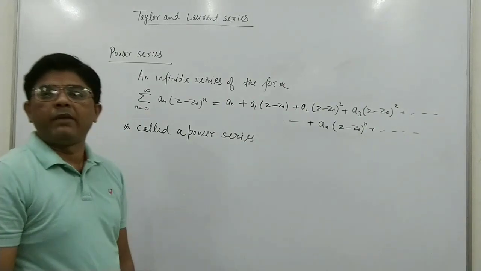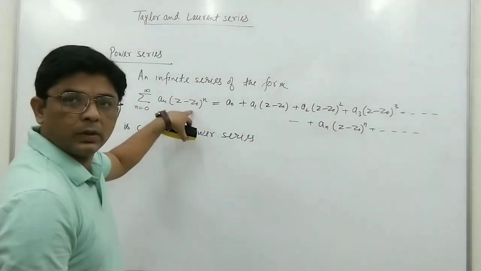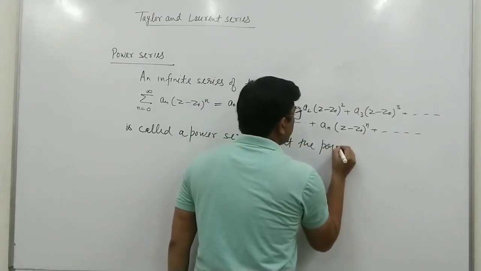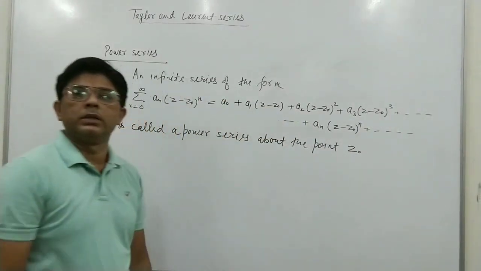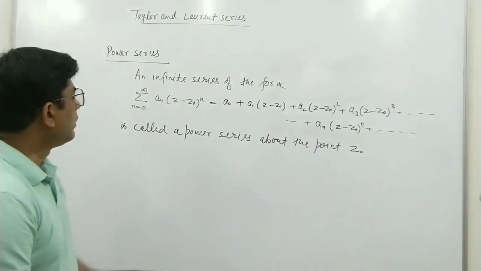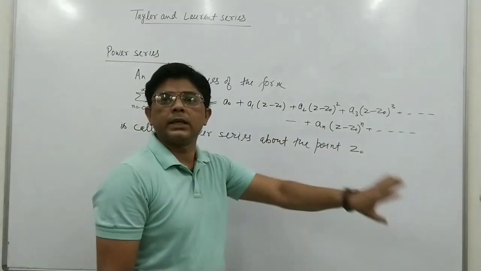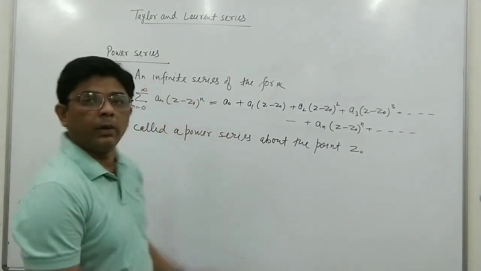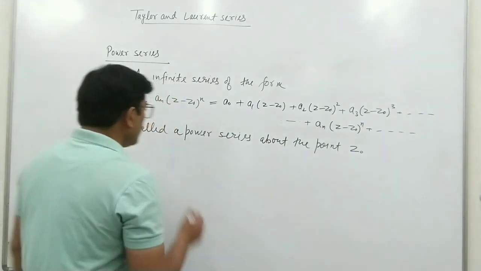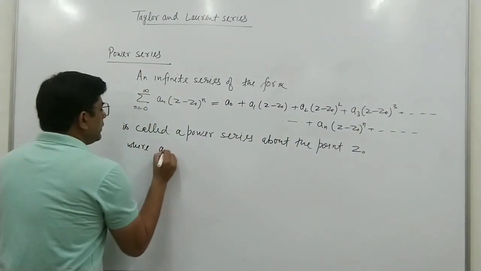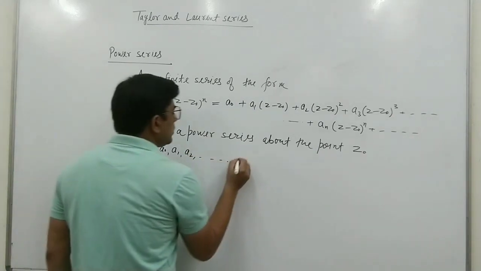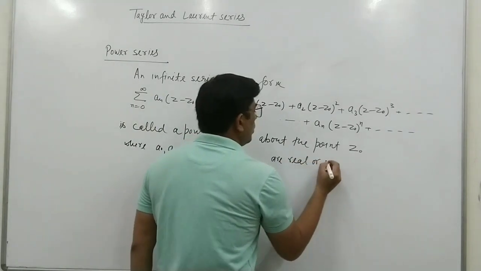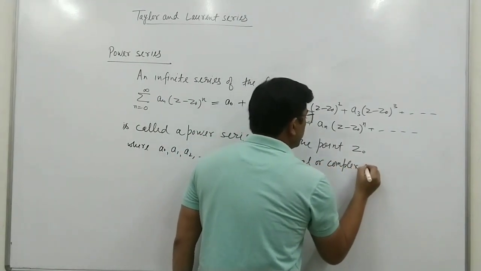This series is called a power series about the point z naught. Where a naught, a1, a2, a3, a n, these are constants. These constants may be real or complex. Since we are writing in case of complex variables, these constants may be complex also. So these constants a0, a1, a2 and so on, a n, are real or complex constants.